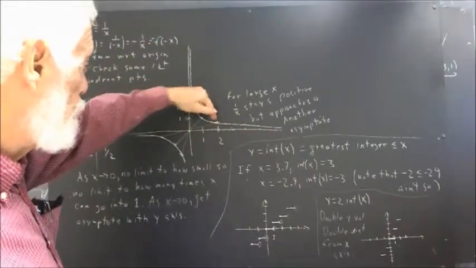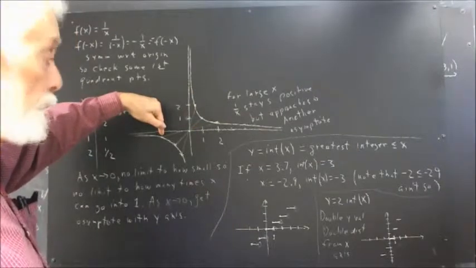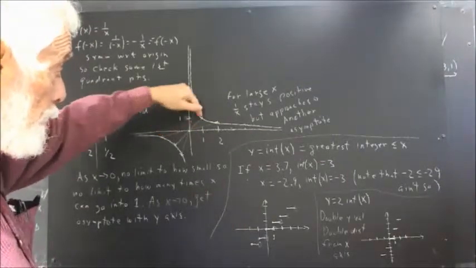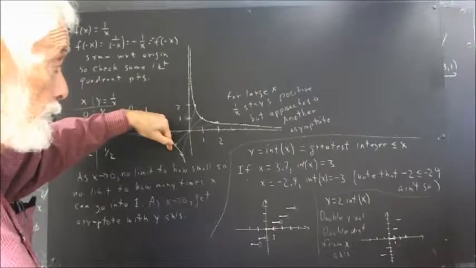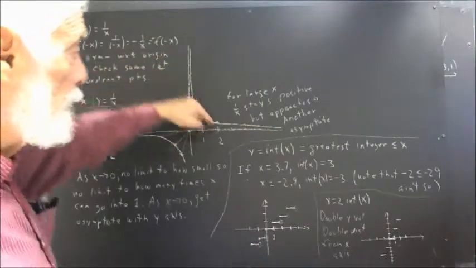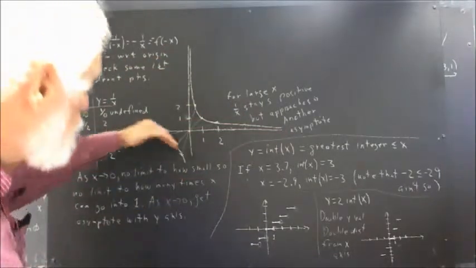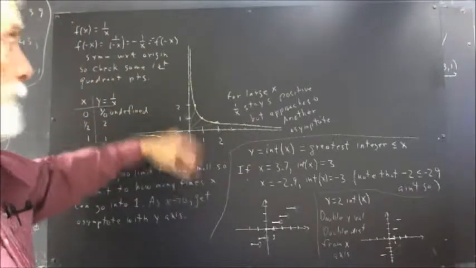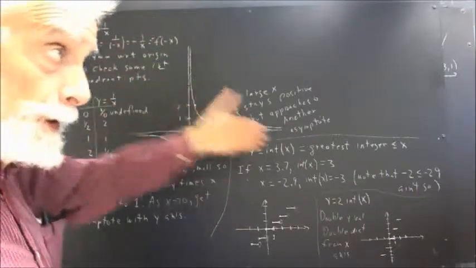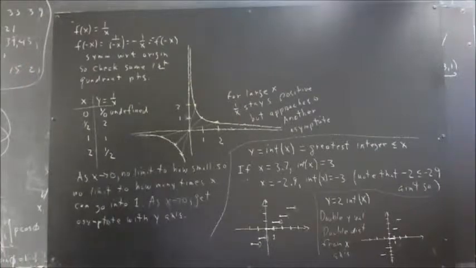And (2, 1/2), of course, then reflects through the origin to (-2, -1/2), and (1, 1) to (-1, -1). So that we have this shape reflected through the origin, giving us this shape. And of course the asymptotes are going to reflect, and you can do that point by point and see how it works out.